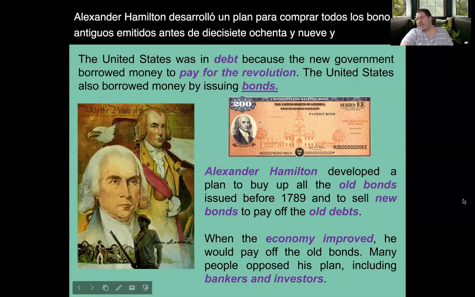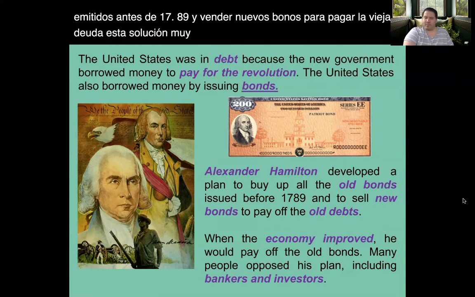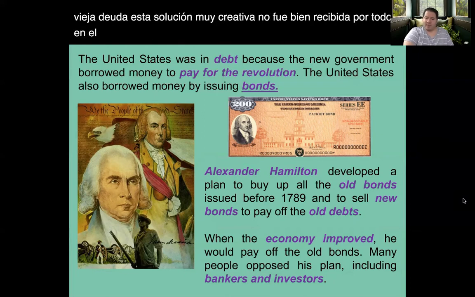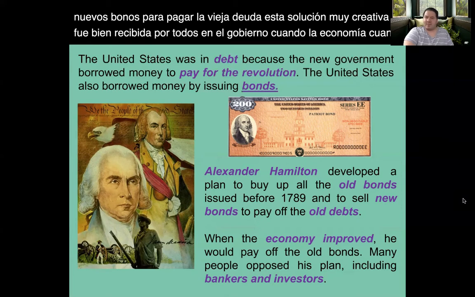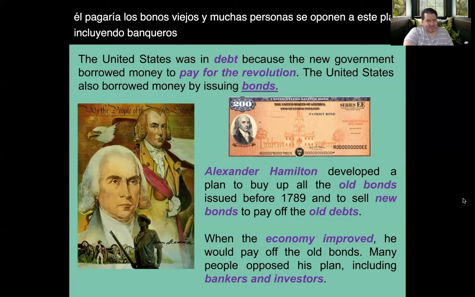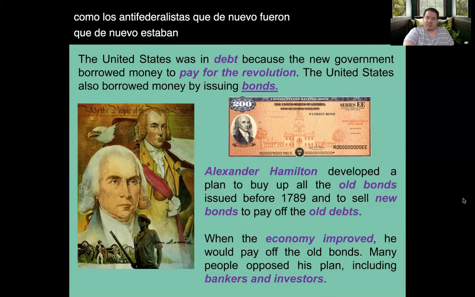This very creative solution was not welcomed by everyone in the government. When the economy improved, he would pay off the old bonds, and many people opposed this plan, including bankers and investors, and many of the group known as the Anti-federalists, against a large central government.